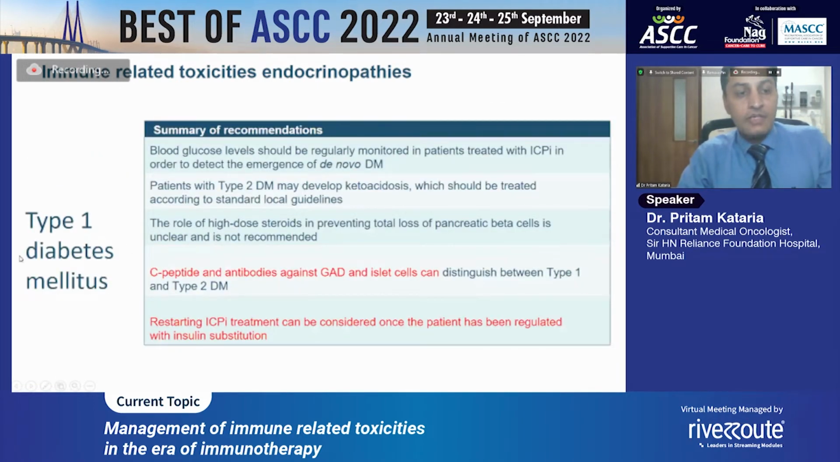The other toxicity is type 1 diabetes mellitus. The blood glucose should be monitored at each visit. Patients with type 2 diabetes mellitus are at risk of developing ketoacidosis. In those patients, we should be looking for the C-peptide and the antibodies against GAD and the islet cells to distinguish between type 1 and type 2 diabetes. The immune checkpoint inhibitors can be started once the patient has been regulated with insulin substitution.